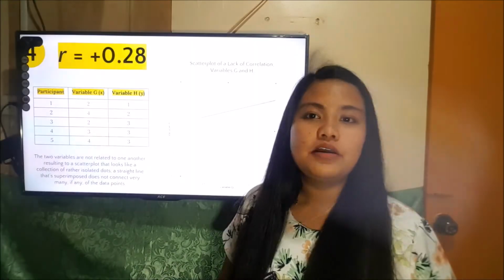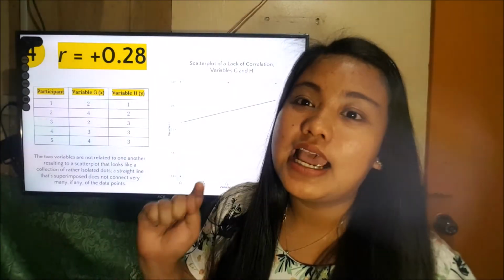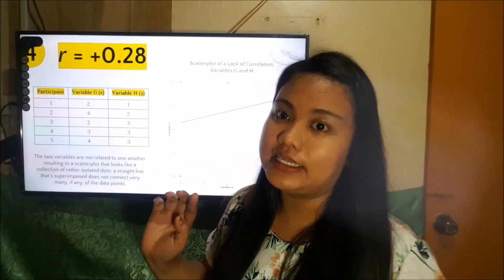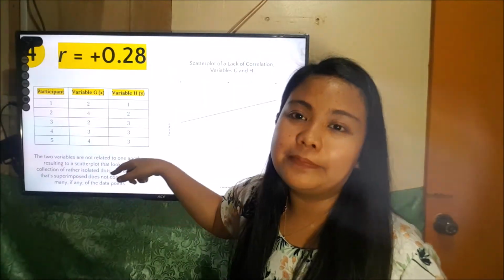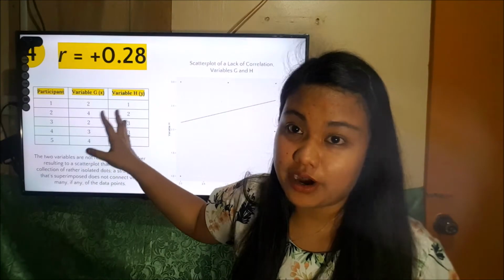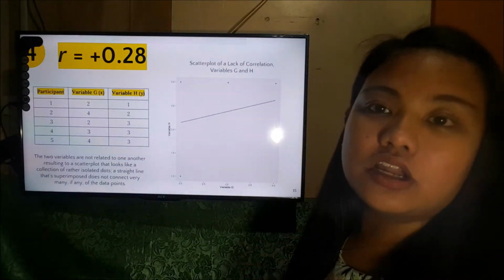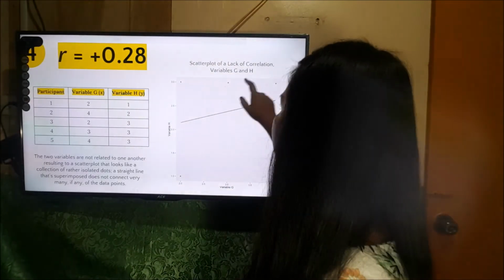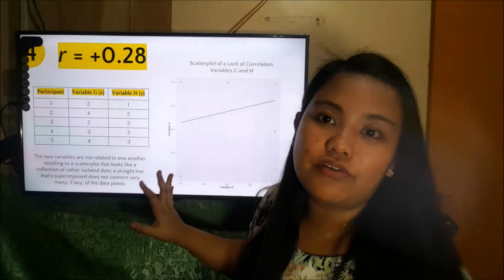Okay? For our fourth set of data, we have r equals 0.28. This is near 0 already. So, if you look at our data, we could not identify a relationship between the variables. Plotting it would just give us a collection of rather isolated dots. There's no relationship between the variables.